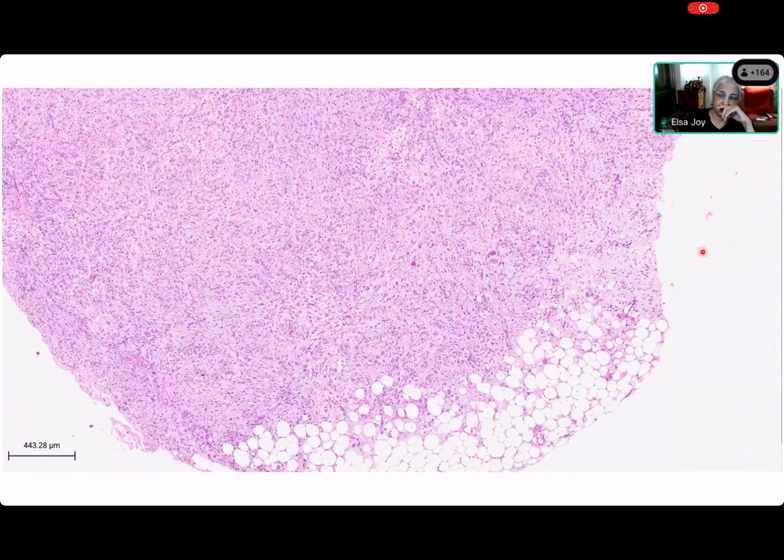Here's the next bit. What does it show you? Ma'am, the lesion is infiltrating the adjacent fat. Yeah, so there is an infiltration into the adjacent adipose tissue, and you can see that there is a myxoid matrix. All right, very good.